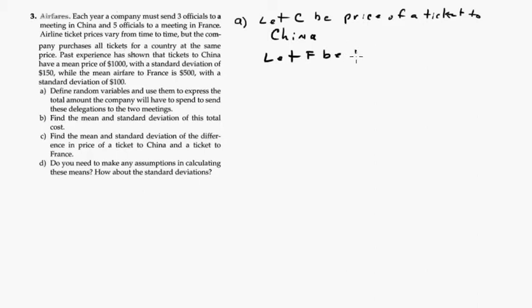So the first thing we're asked to do is define some variables. So let's just do that. So A, we're going to say let C be the price of a ticket to China. And let F be the price of a ticket to France.